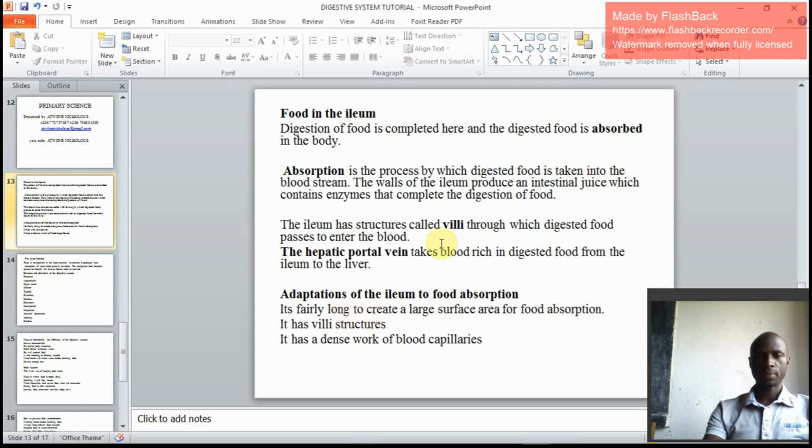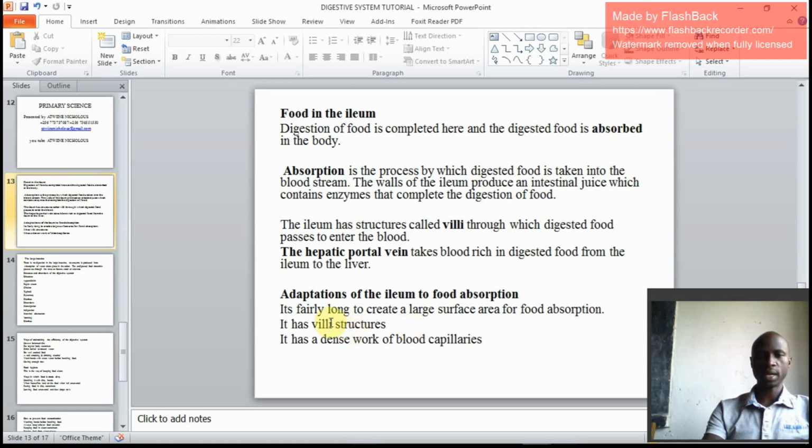Then, why is it that the ileum performs the function of absorption? Why not any other part? We have seen other parts, but it is only the ileum that absorbs food. So let's look at adaptations. What makes the ileum suited to perform the function of absorption? It is fairly long to create a large surface area for food absorption. Meaning by being long, it provides a large surface area for food to be absorbed.